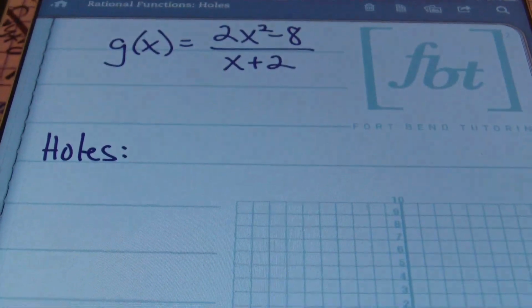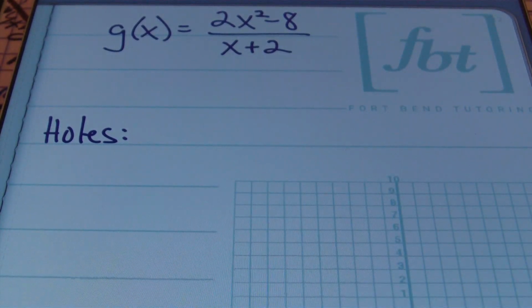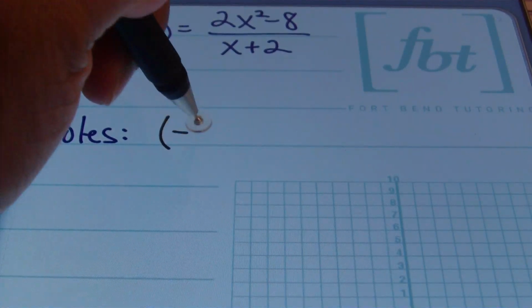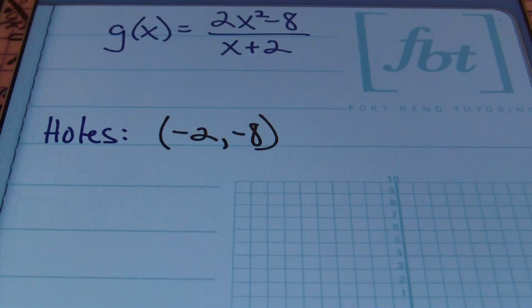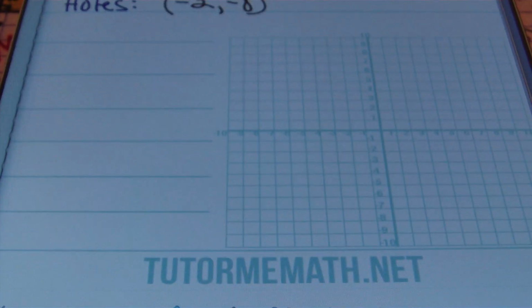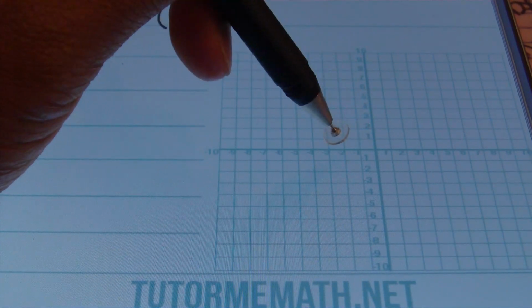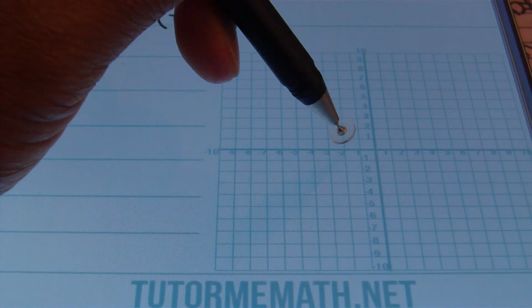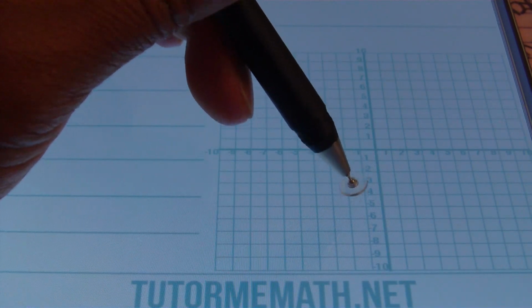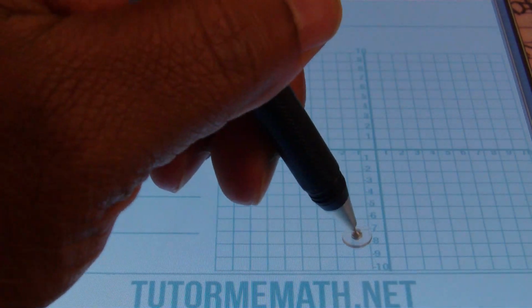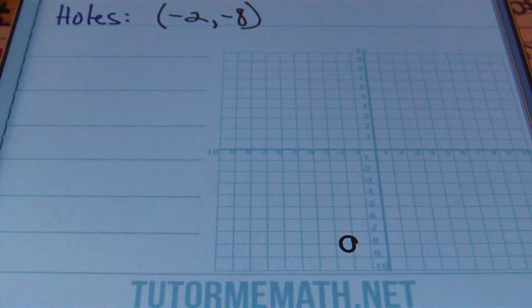All right, so here we have g of x equals (2x squared minus 8) divided by (x plus 2), and we found out that we have a hole at (-2, -8). That means I'll be plotting this on the Cartesian plane here. Starting out at the origin, we're going to move 2 places to the left, and then go down 8 places: 1, 2, 3, 4, 5, 6, 7, and 8, and I have a hole right there. That's where the hole is. There you go. That was problem number 5, ladies and gentlemen.